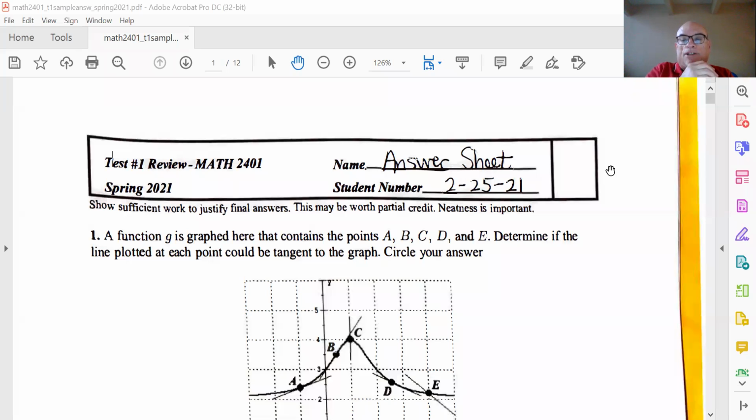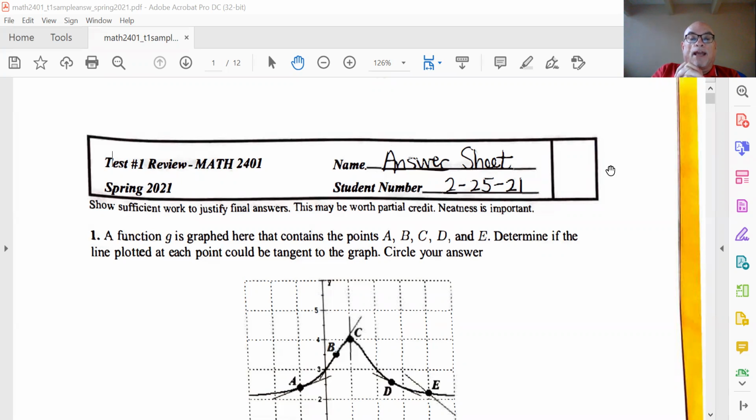Hello, class. I wanted to discuss the solutions to a few of the key problems on the test number one review, since we may not get to go over all of these things in class before the test coming up on Thursday, March the 4th.